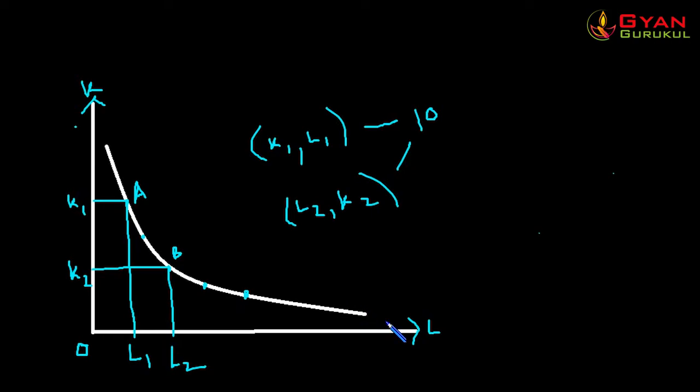Why? Let's take a point here. Though the amount of labor used is very high, the amount of capital used is very low. With such a combination of labor and capital, where labor is very high but the amount of capital used is very low, what happens? The effectiveness of the production process falls down sharply. That is why the amount of production falls.